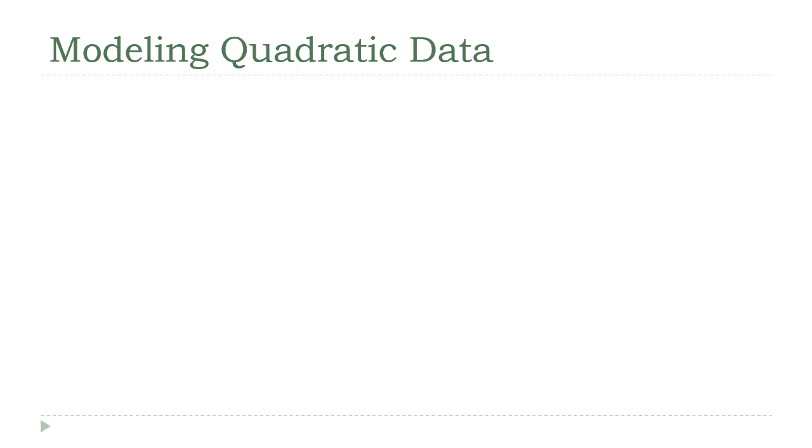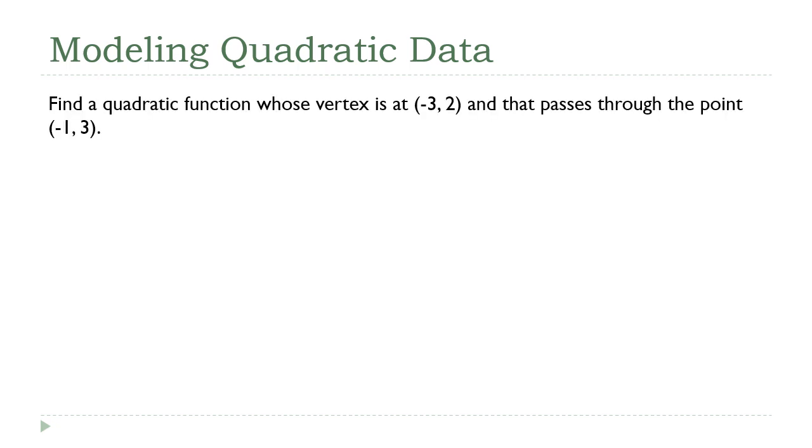Right, so in this lecture, we're going to take a look at the case where you have 2 points, one of which is the vertex. For example, let's take a look at this situation here. We're looking for a quadratic function whose vertex is at negative 3, 2, and that passes through negative 1, 3.